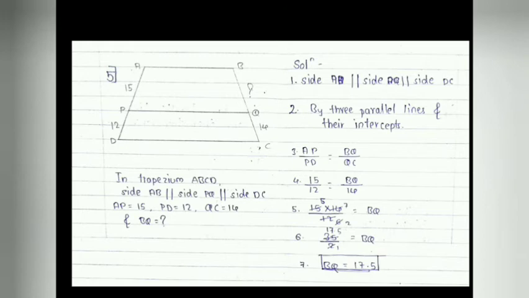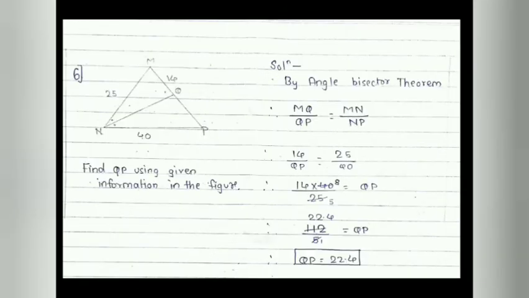We'll take the next one, the sixth one. In this figure, we have to find QP using the given information in the figure. See here in the given figure, what is given to us? In triangle MNP, this NQ is a bisector and here MN is 25, NP is 40 and MQ is 14. So from that we have to find this QP. Again, it is very simple.